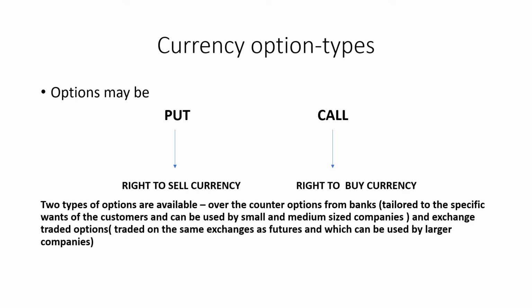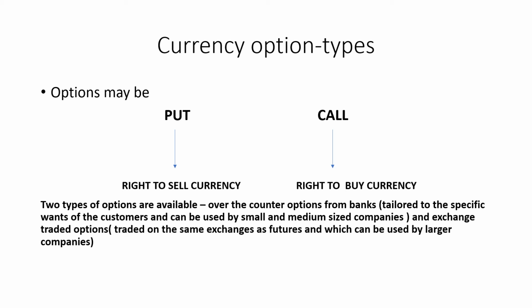Now, there are different types of currency options, and these options may be a put option. A put option is the right to sell currency in the future. Or a call option, which is the right to buy currency in a certain future time period.